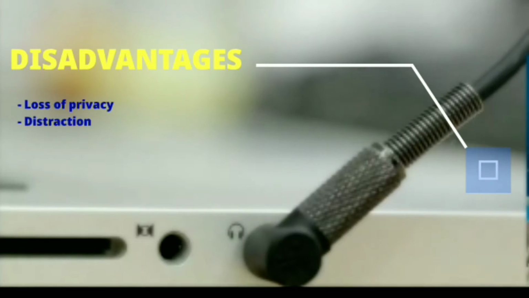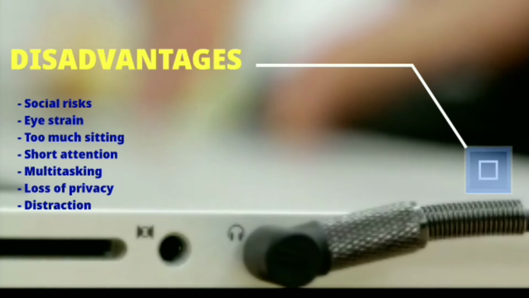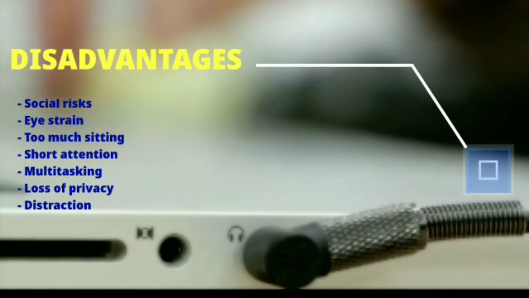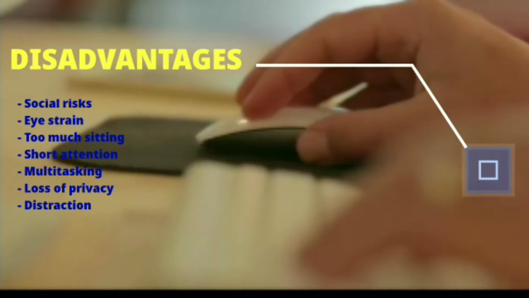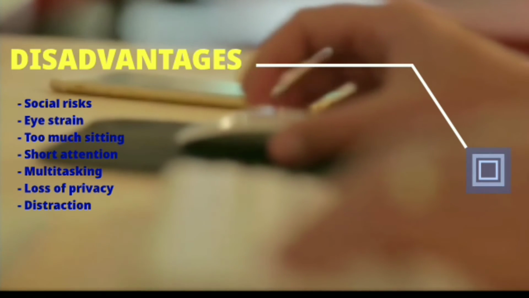On the other hand, the computer also has disadvantages of using it. Unfortunately, computers also have some disadvantages. These disadvantages include social risks. Computers provide human access to social media, which can be addictive, make people less happy, lead to jealousy, and get in the way of real-world friendship.